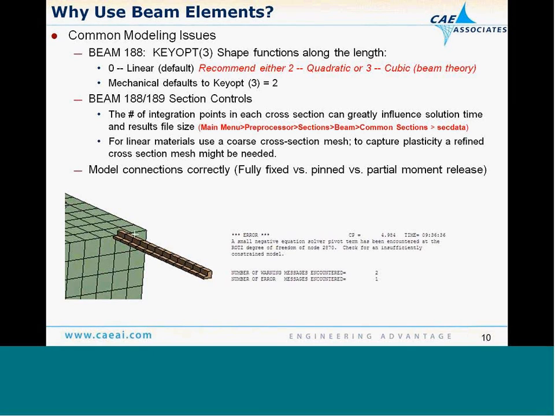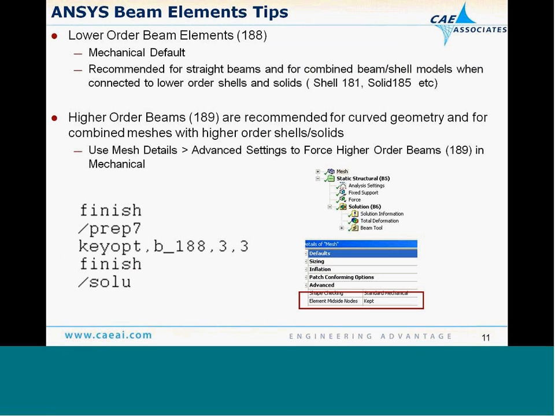In setting up our beams, we have choices: the Beam 188, which is the 2-node beam, and the Beam 189, which is the 3-node beam. The specifications in terms of the meshing controls can be specified in terms of the element mid-side nodes being kept or not used. In that case, we get the lower order element.